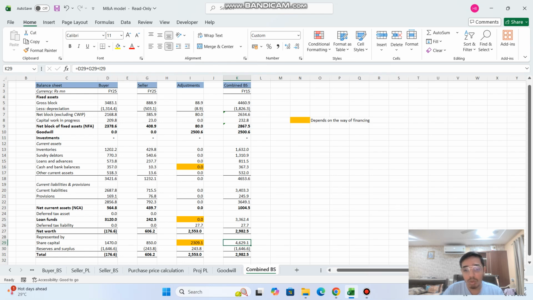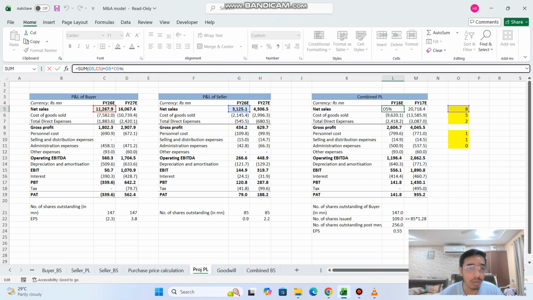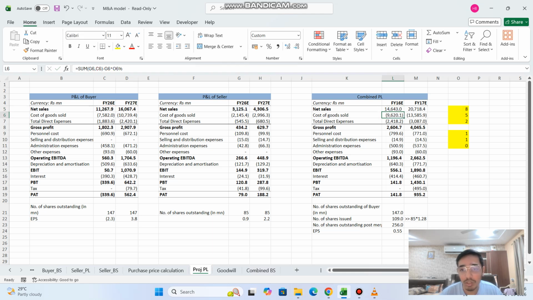Now let's go to the P&L statement. Now coming to the profit and loss statement, as you can see, the net sales are ideally the sum of the sales of the buyer entity and of the seller entity. However, you can see I have made an adjustment over here, that I have increased the sales of the target company by a variable of 8%, and there's a drop down created over here. So I can explain the logic behind this.